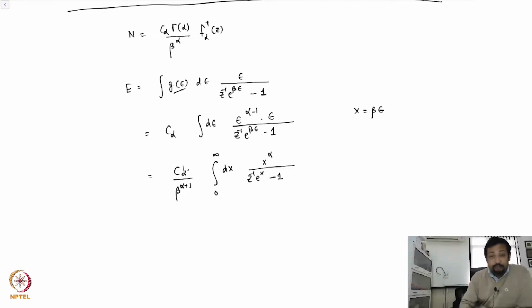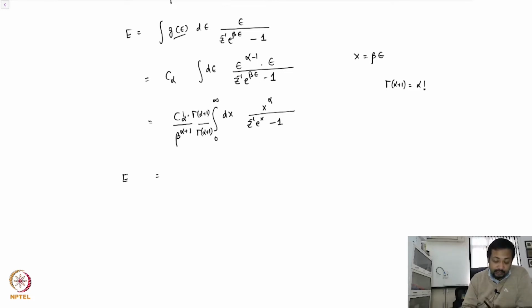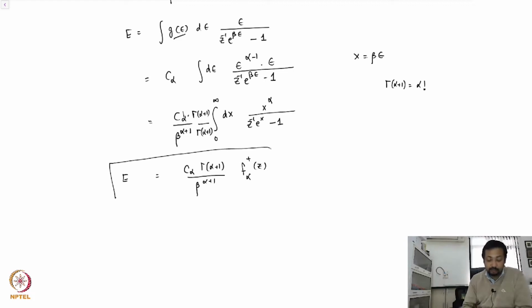So again, comparing with the integrals that we had, the f plus integrals, the Bose integrals that we had defined, I'm missing a factor of 1 by alpha factorial. So gamma of alpha plus 1 is going to be alpha factorial. I bring in a gamma of alpha plus 1, and that gives me that the energy is going to be C alpha gamma alpha plus 1 divided by beta raised to the power alpha plus 1 times f of alpha plus 1 plus of z.